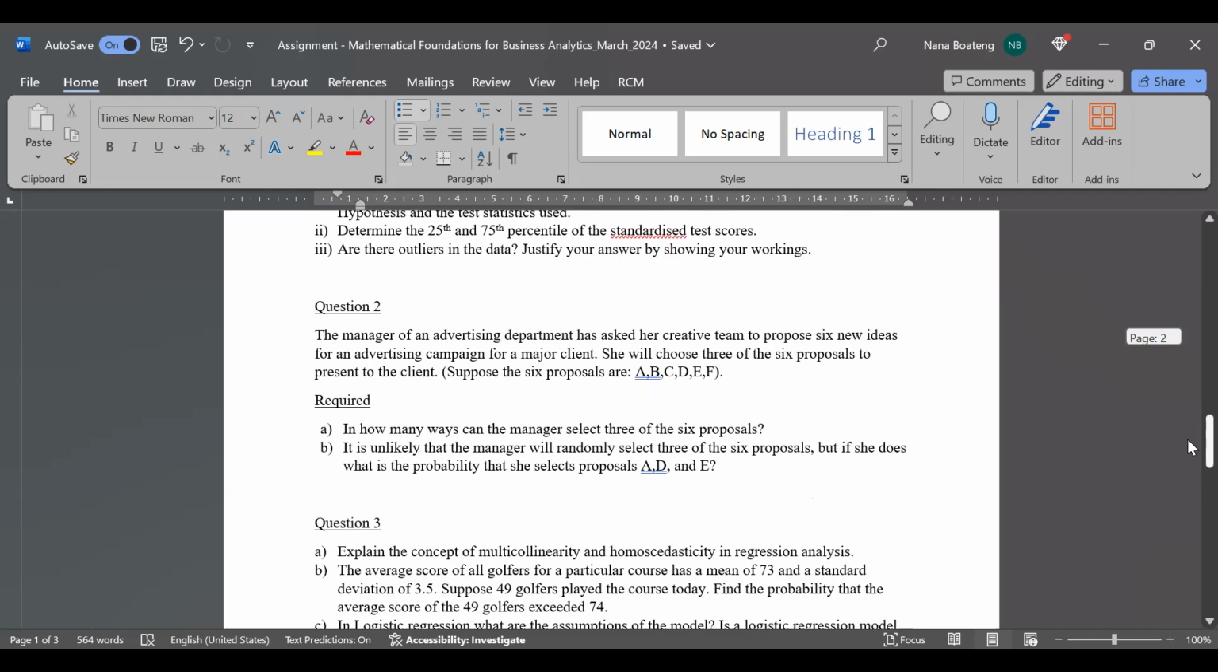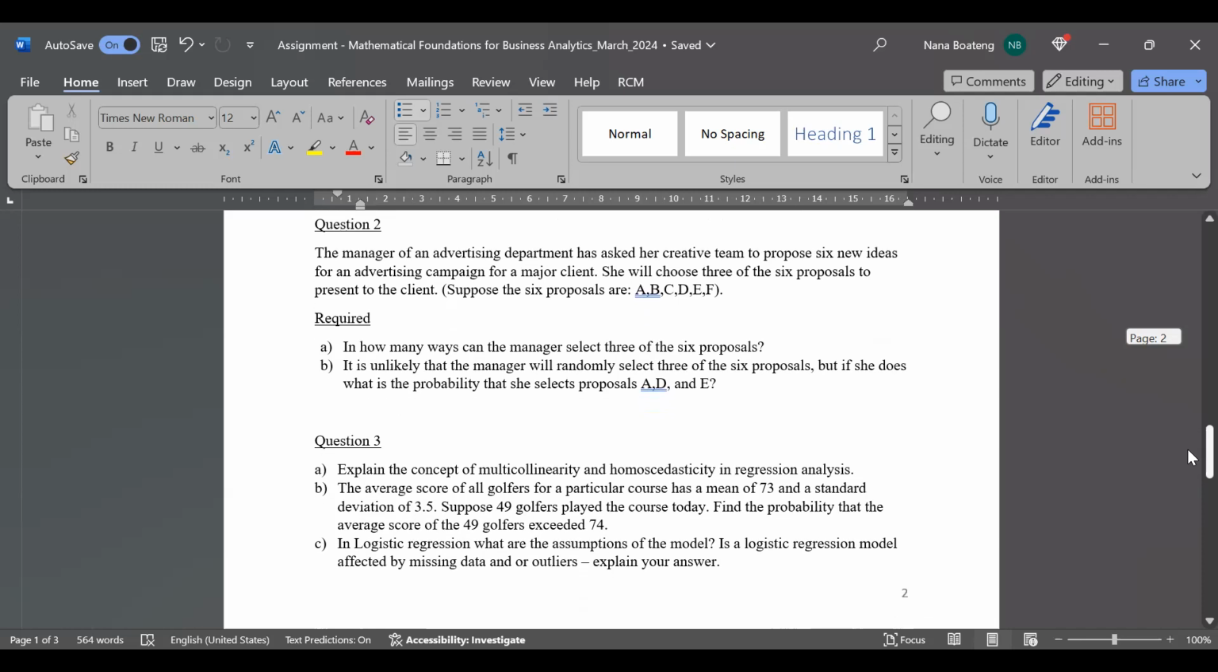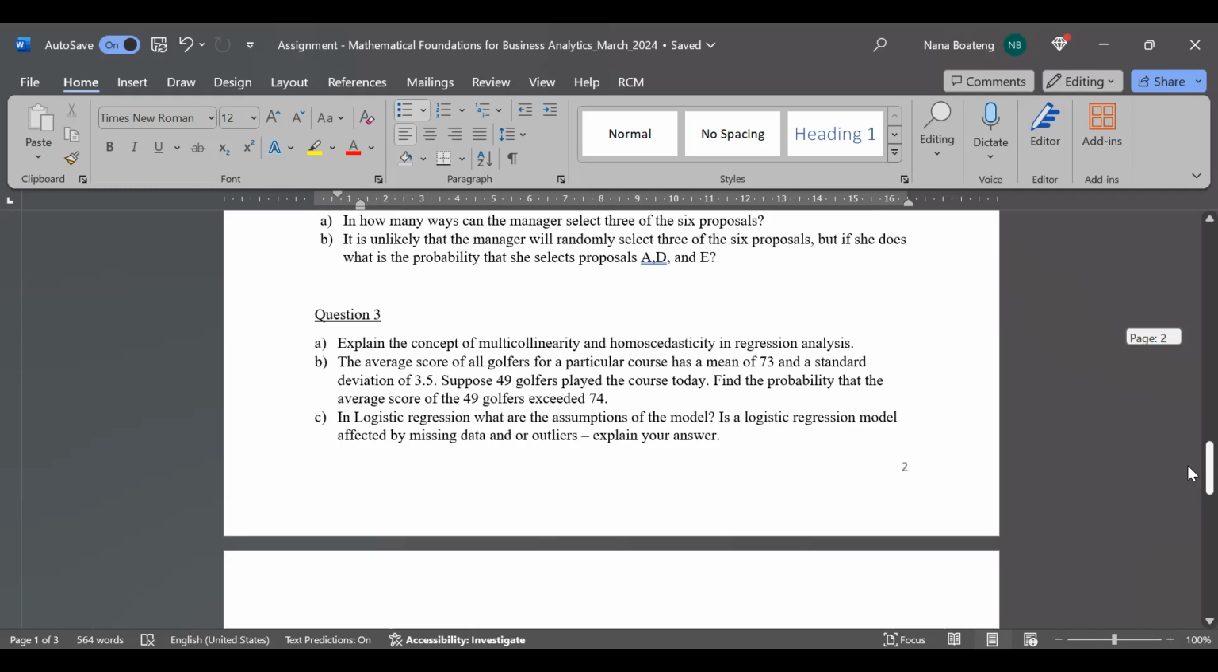Question 2. The manager of an advertising department has asked a creative team to propose 6 new ideas for an advertising campaign for a major client. She will choose 3 of 6 proposals to present to the client. Suppose the proposals are A, B, C, D, E, F. In how many ways can the manager select 3 proposals? It's unlikely that the manager will randomly select 3 proposals, but if she does, what is the probability that she will select A, D, and E?